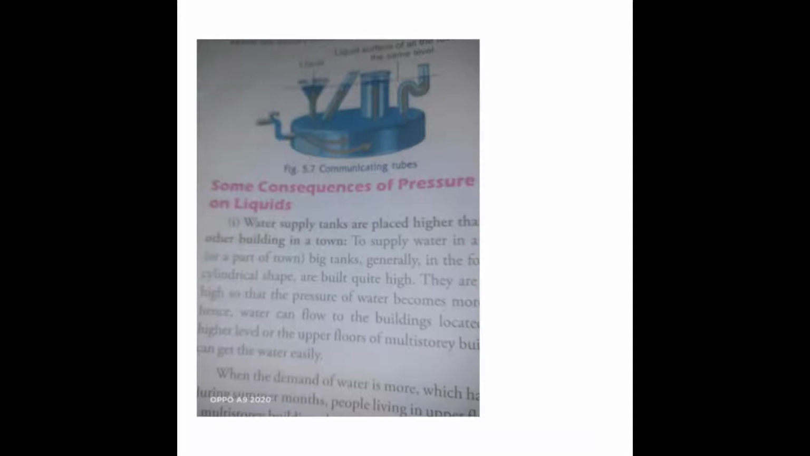To supply water, a tank or big tanks, generally in cylindrical shape, are built quite high. They are so high so that the pressure of the water becomes more, hence water can flow to buildings located at a higher level. So here it is saying that the more the height of the tank, the more the liquid pressure. That is why we place the tank on our terrace.